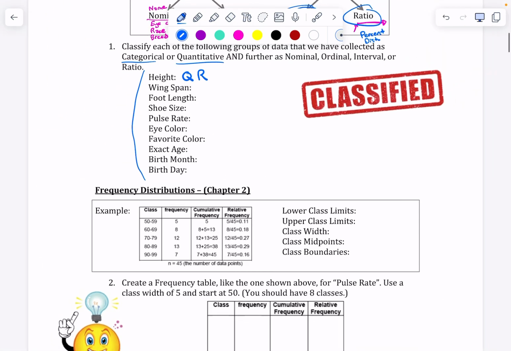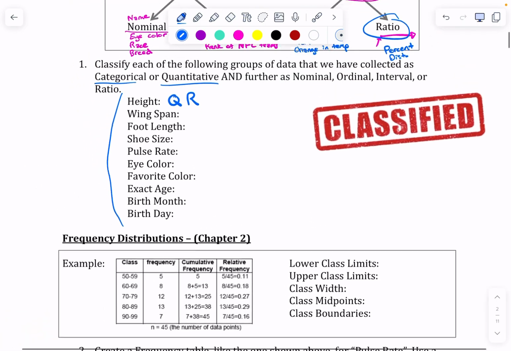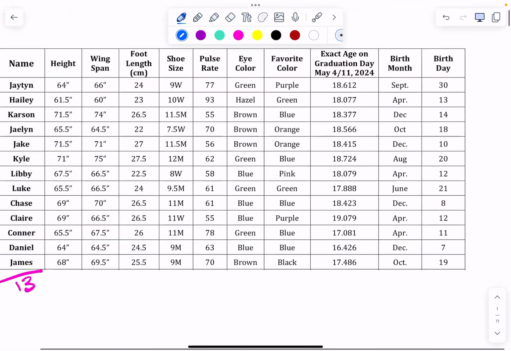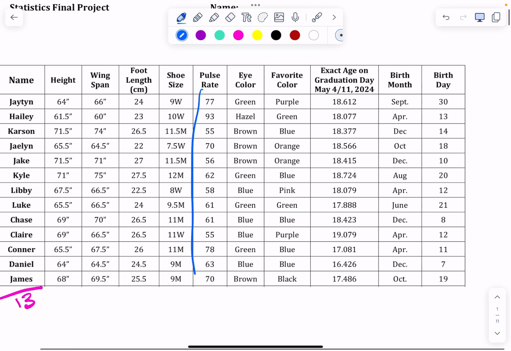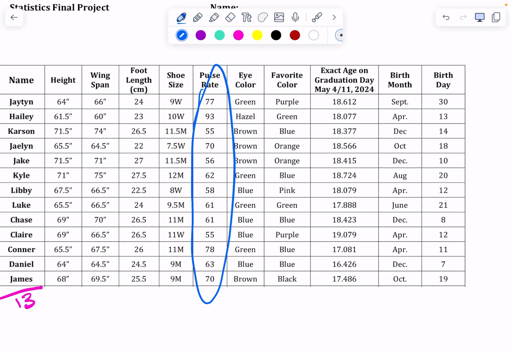Can I move on to the next one? What about pulse rate? I don't know anything about pulses. Explain. Here's the data for pulse rate. Is this data nominal, ordinal, or is that data quantitative or categorical? Can that be negative? No.